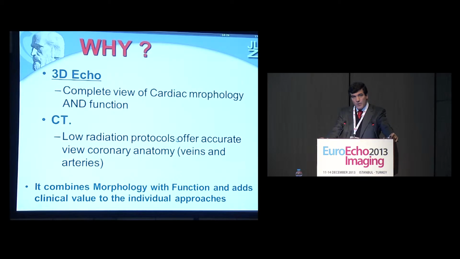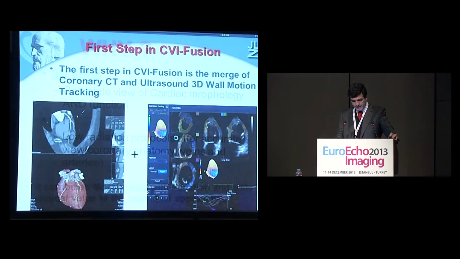And the CT, we have now low radiation protocols, but really offer an accurate view of the coronary anatomy. And it is not possible with 3D echo. So we can see the beauty of assessing the morphology of the coronary arteries or veins, as you will see later, and assess all the information provided by 3D echo.